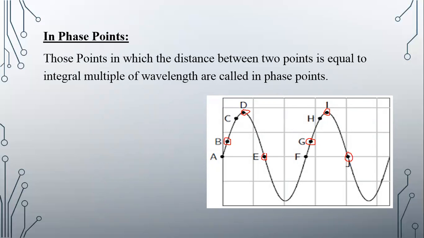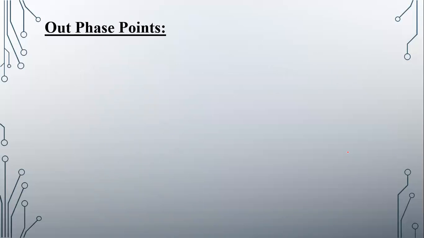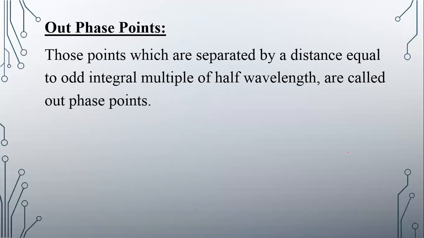So if distance between any two points is in the form of 0, lambda, 2 lambda, 3 lambda, or 4 lambda, then such points are called in phase points on a wave. But out phase points are those which are separated by a distance equal to odd integral multiple of half wavelength, and they are called out phase points.